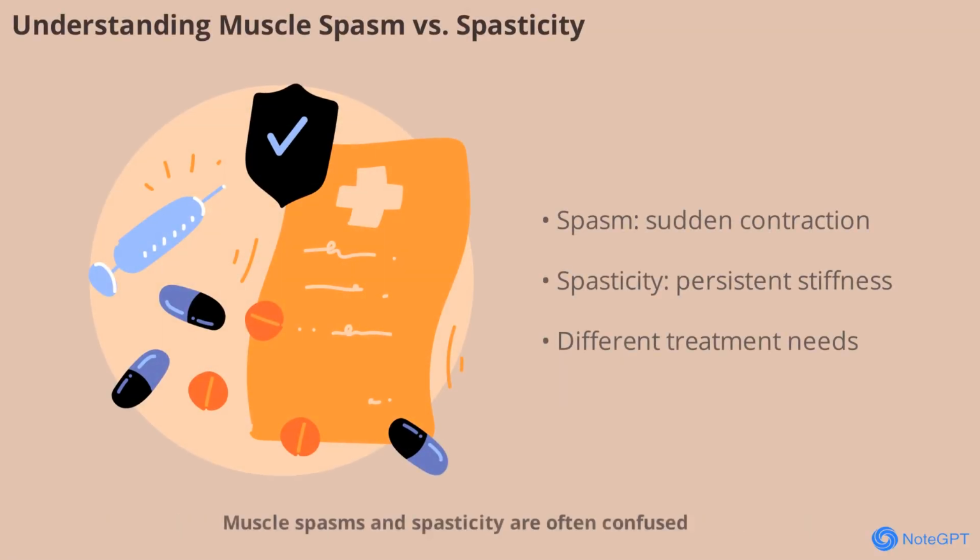Muscle spasms and spasticity are often confused, but they have different causes and symptoms. A spasm is an involuntary contraction of a muscle, usually due to injury or strain, and is often temporary. Spasticity, on the other hand, is a persistent increase in muscle tone caused by central nervous system disorders, such as stroke or cerebral palsy. Recognizing the difference is crucial, as it guides which muscle relaxant is most appropriate for treatment.